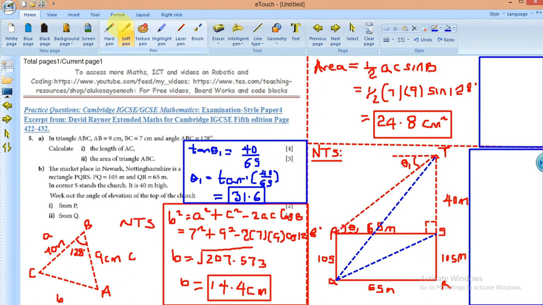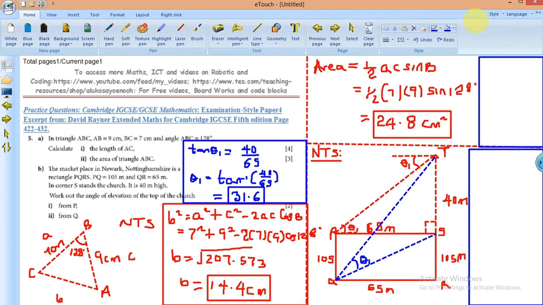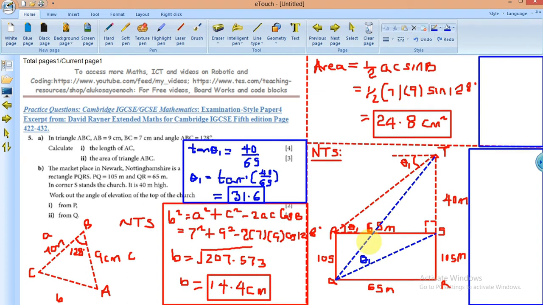That is what I mean: the angle that T makes with Q is the same angle as T makes with the plane. So now we need this angle here, that's what we're looking for. Forget about orthogonal projection, guys. Let's label this one theta 2.